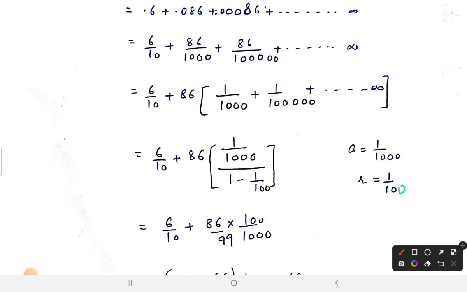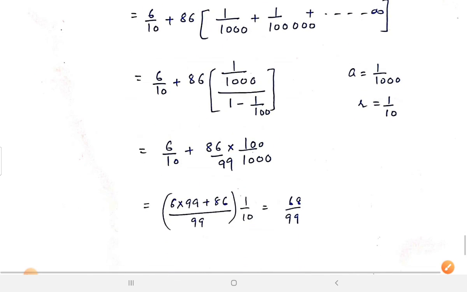The common ratio is 1 upon 100 and the first term is 1 upon 1000. So sum to infinity is a upon 1 minus r. So we have a as 1 upon 1000, and 1 minus r with r as 1 upon 100. So after calculating this, we will get the answer as 68 upon 99.